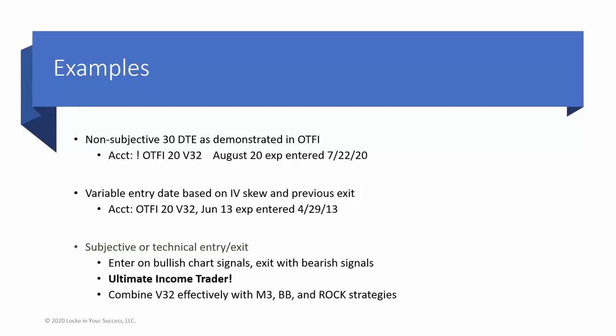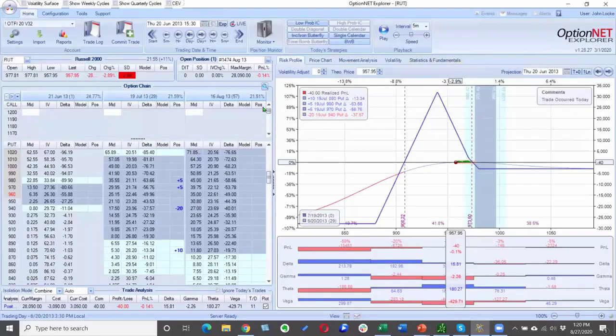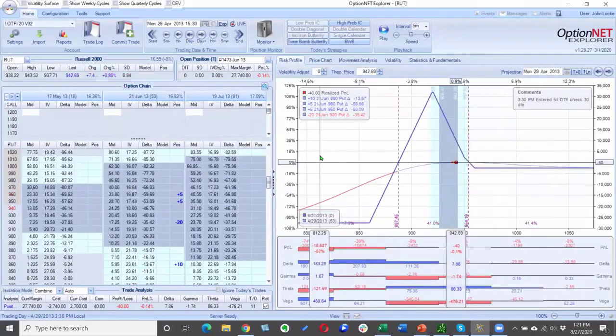So let's just first look at, actually, we'll look at this one first since it's up. This here is a variable entry date. Like I said, we can enter it 30 days to expiration, and we can do that consistently. So even on our variable entry date, we try to enter it 30 days to expiration.